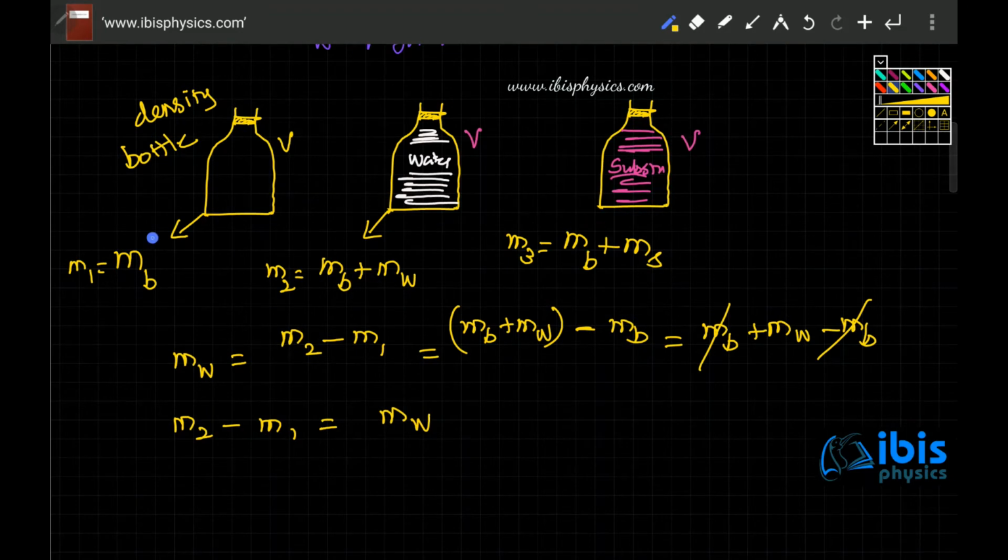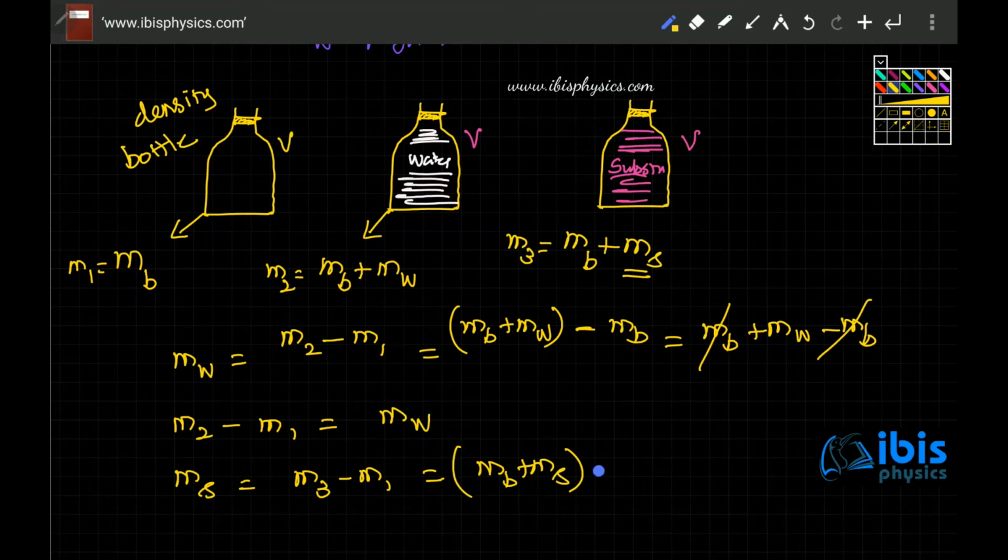Then m3 minus m1. What is m3 minus m1? If you want to find the mass of the substance alone, this mass minus this mass will give you the substance's mass only. So the mass of the substance is m3 minus m1. m3 means the mass of the bottle plus the mass of the substance, minus m1, the mass of the bottle, so the mass of the bottle will be cancelled.